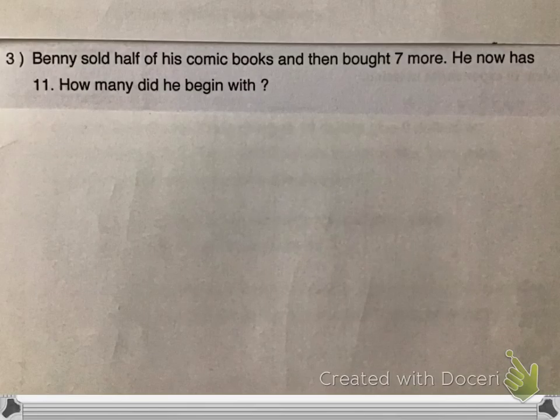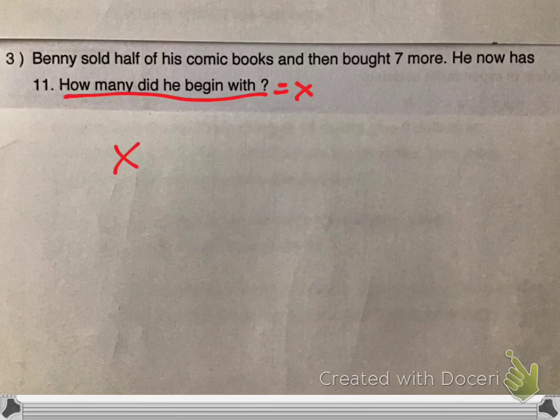Benny sold half of his comic books and then bought 7 more. He now has 11. How many did he begin with? I want you to write this problem down, and I want you to write out the equation. First things first, I have to identify my variable. Ben, what's our variable? Yes, but what does X stand for? Excellent. How many books did he begin with? That's our X. We don't know.